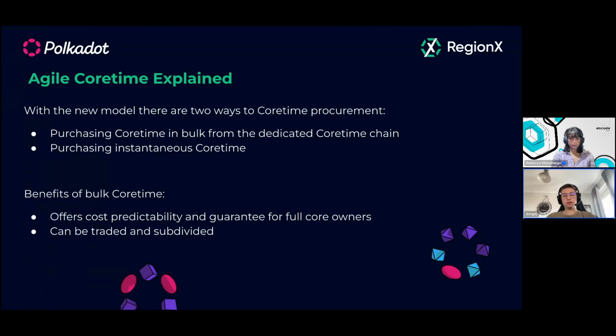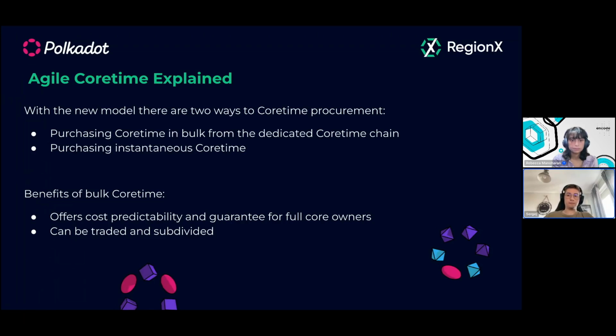This way they have cost predictability, but they are also always guaranteed to have core time if they pay this price. Also, an interesting property of bulk core time is that it can be traded, because essentially it is represented as a kind of NFT. So it is possible to transfer them and build a marketplace for it. And also it can be subdivided.